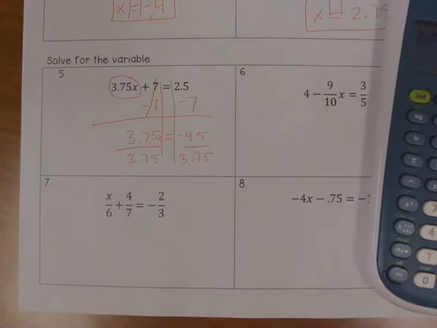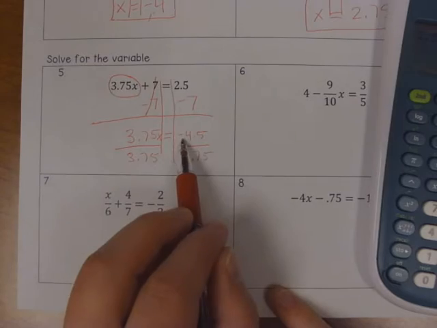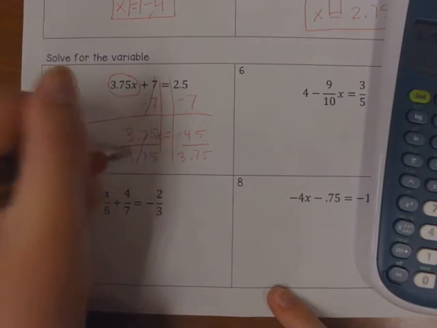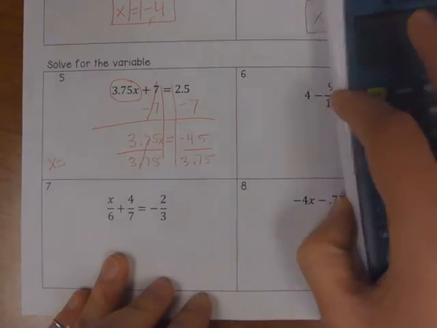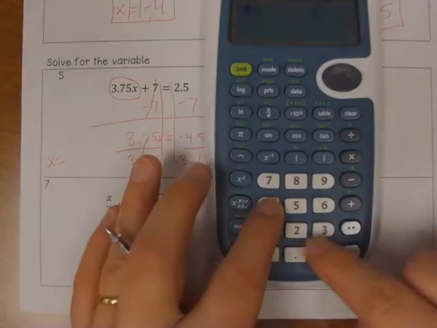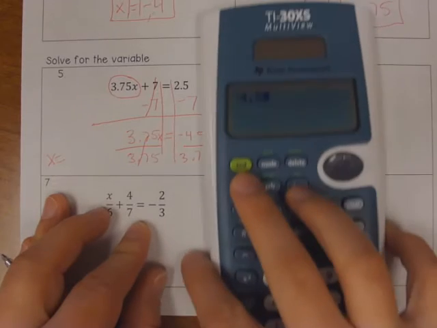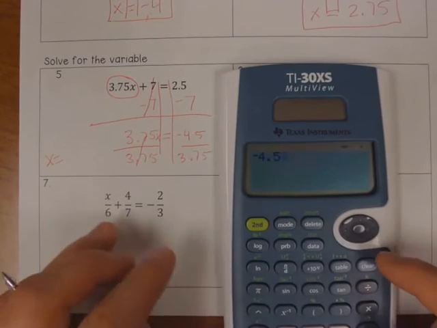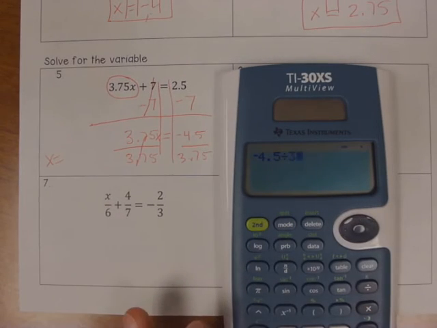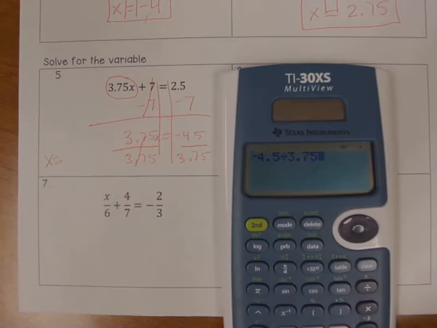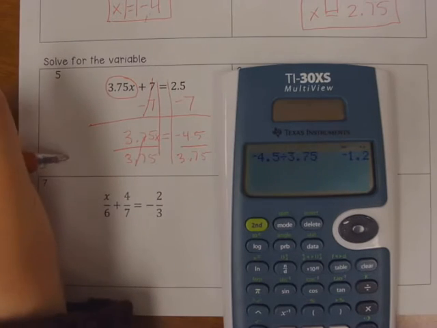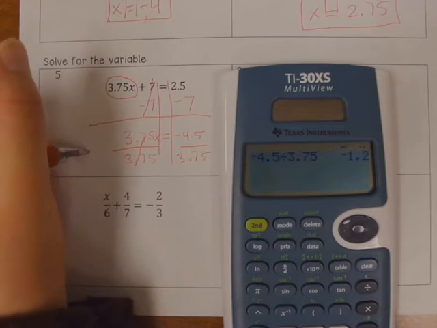Now before I do that, I'm going to check my negatives. I have a negative here and a positive here. Those cancel and leave me with x equals negative 4.5 divided by 3.75. And I'm going to check my calculator too. Do I have one negative? Do I have one negative? Yes. So my answer is a negative 1.2.